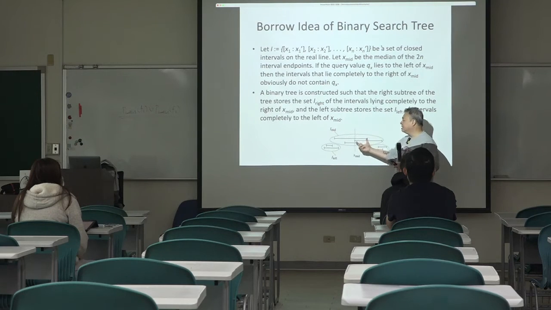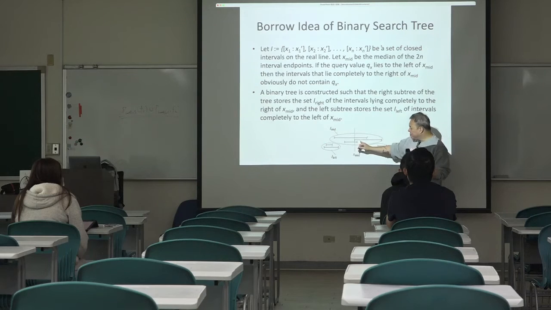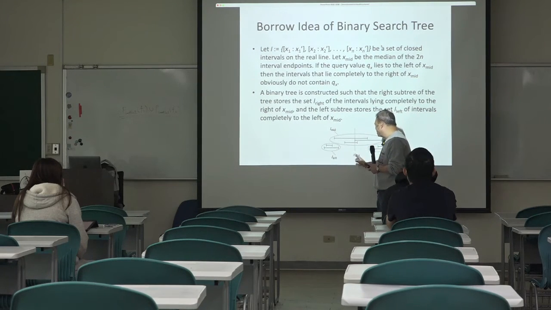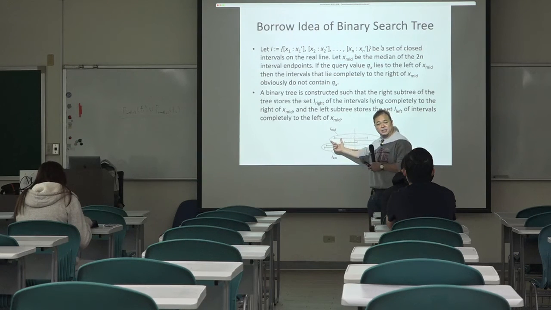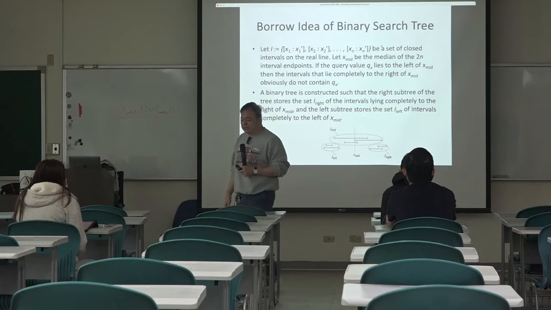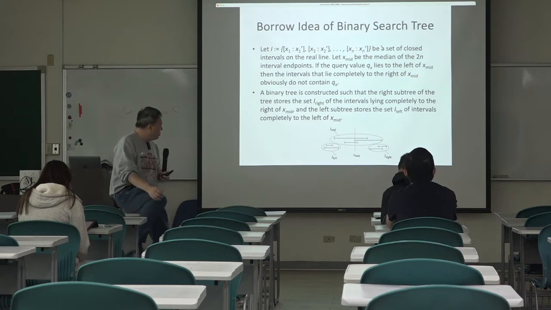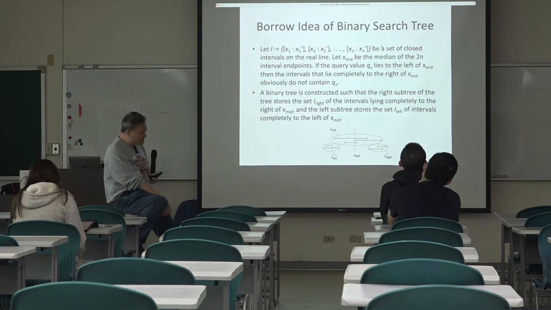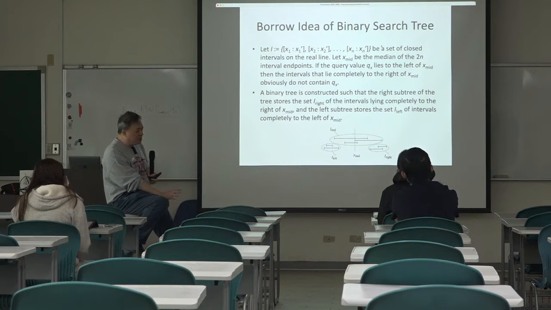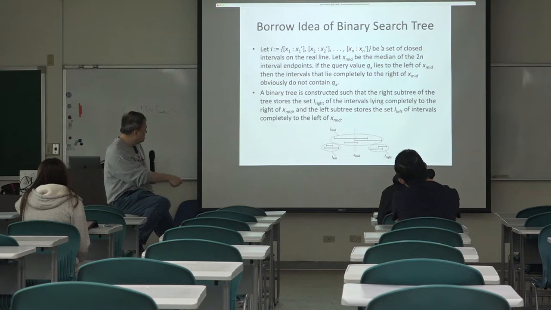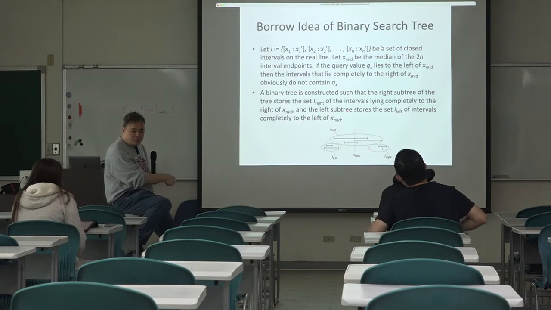But how about the I mid? Think about this. I mid contains the intervals that contain this x mid. But obviously there will be some segments that also have some part on the left of x mid. If the intervals happen to fall like this, then you need to report this one too, right? So when you do the query, after one comparison of the query point to x mid, you get rid of one subtree, but you need to deal with not only one of the subtrees but also this root. So how do we deal with this?